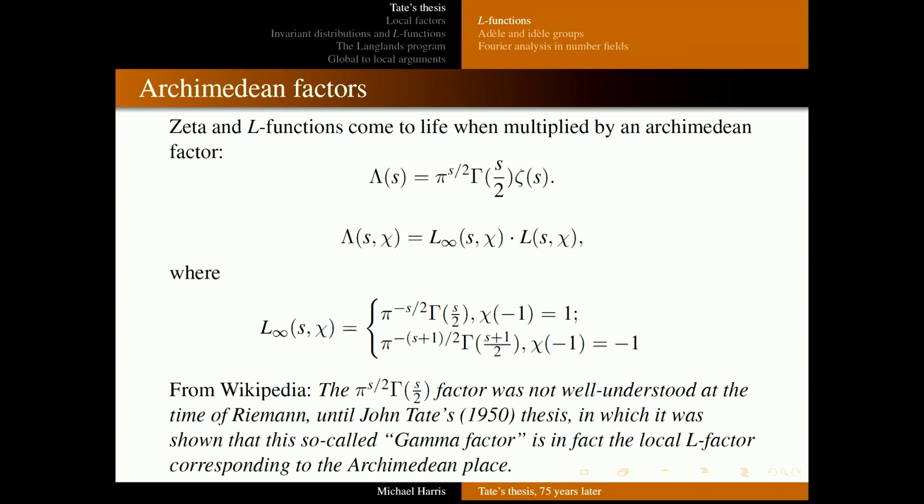What does it mean? It's quite transparent what it means, but what was it? Whether it was understood or not is a philosophical point. But in any case, with Tate's thesis, it became understood in a certain sense, because it was shown that this so-called gamma factor, this is a quotation from Wikipedia, is in fact the local L factor corresponding to the Archimedean place. All right.